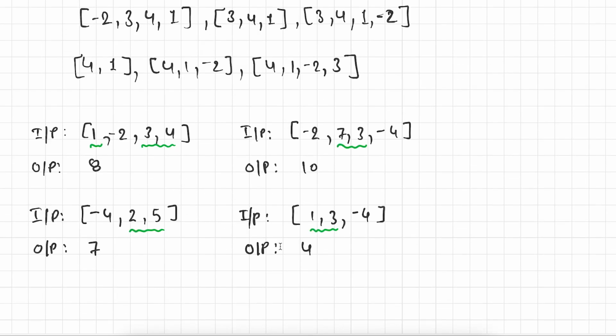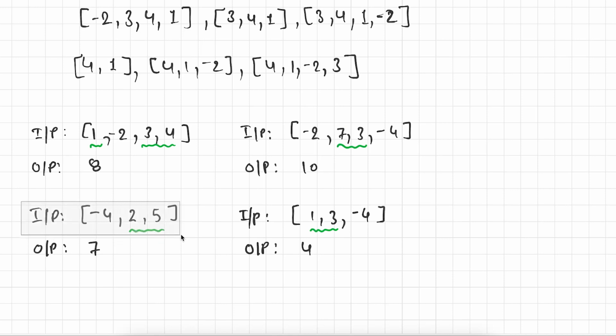So let's understand this problem with a few examples. Let's see this first example. Here we have an array like 1, -2, 3 and 4. And the maximum sum of a circular subarray is 8. And it is formed by adding the elements 3, 4 and 1. Okay, let's see the next example. In this example we have an array -2, 7, 3 and -4. The maximum sum of a circular subarray is 10 and it is formed by these two elements, 7 and 3. And if you see the sum of another circular subarray, let's say -4 and -2, you get -6, that is less than 10.